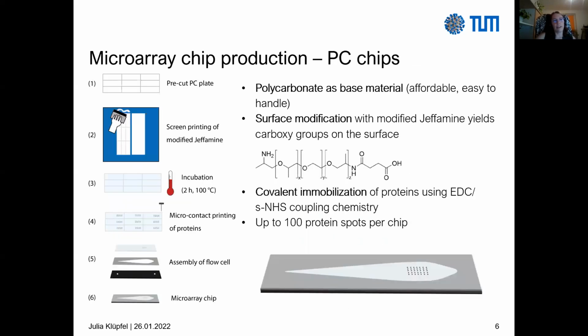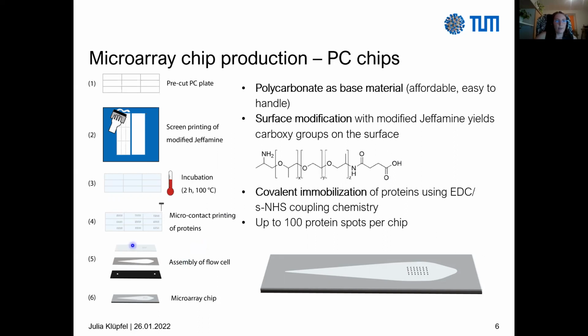And what we found was polycarbonate chips. Polycarbonate is a very suitable base material because it's cheap and it's very easy to handle. So we just use polycarbonate plates and cut them in smaller parts. And we then again apply a polymer, which is in this case a modified Jeffamine. So it has a carboxylic group at one end. It's applied by screen printing, subsequently incubated at elevated temperature. And then basically we do the same as for the glass chips. So again, we use microcontact printing of our proteins, in this case with EDC sulfo-NHS coupling chemistry. So again, very basic protein coupling chemistry.